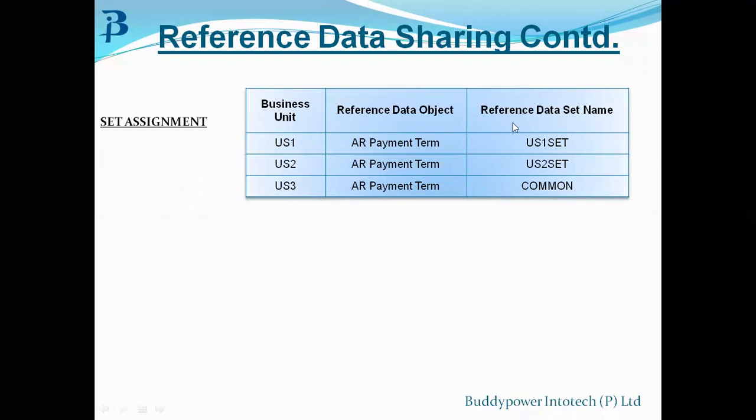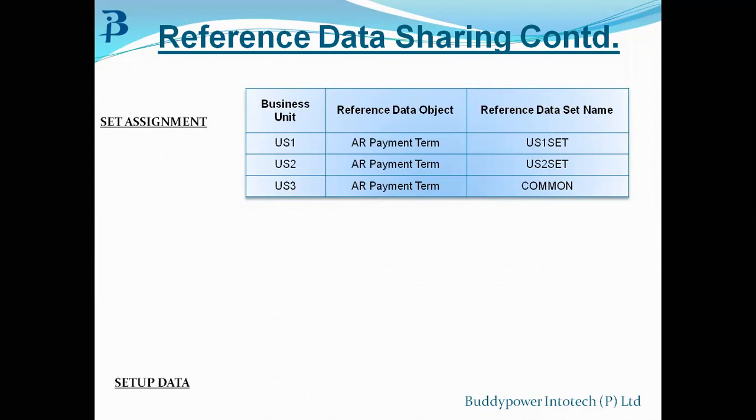Now, the reference data set name, when you are defining your reference data set, it is a common convention to put your BU's name as well, so that you don't have confusion later. That's the reason here the reference data set name is put as US1 set. For BU US2, it's put as US2 set, and for BU US3, it's put as common. Whereas US3 will be able to access the other data.